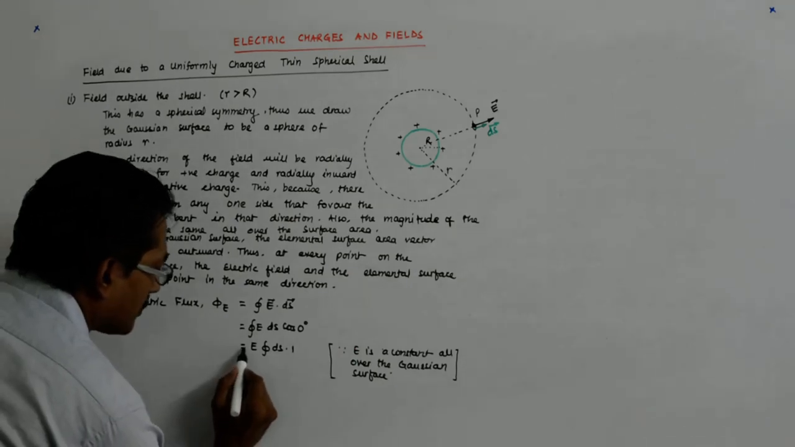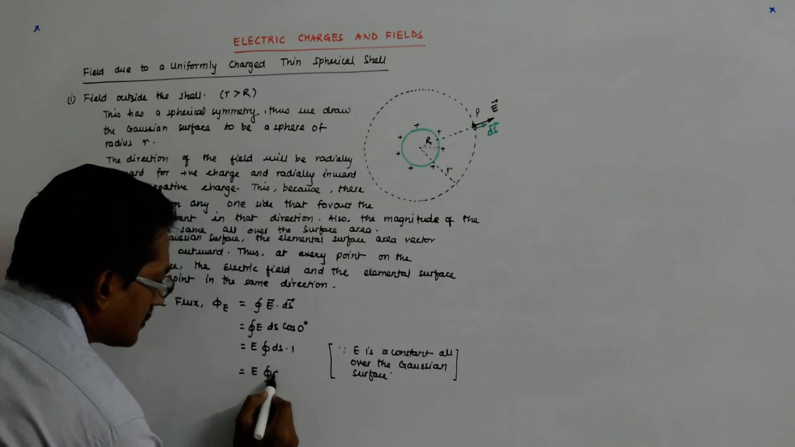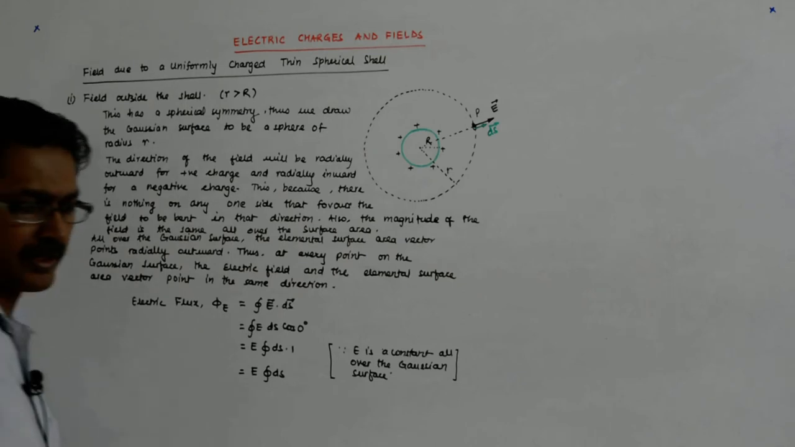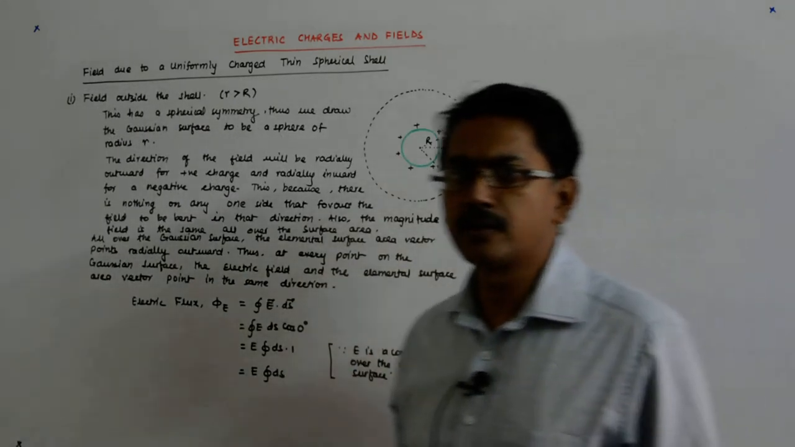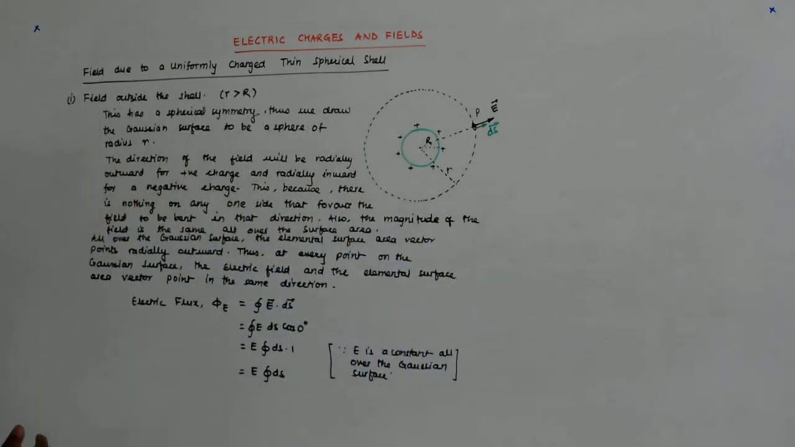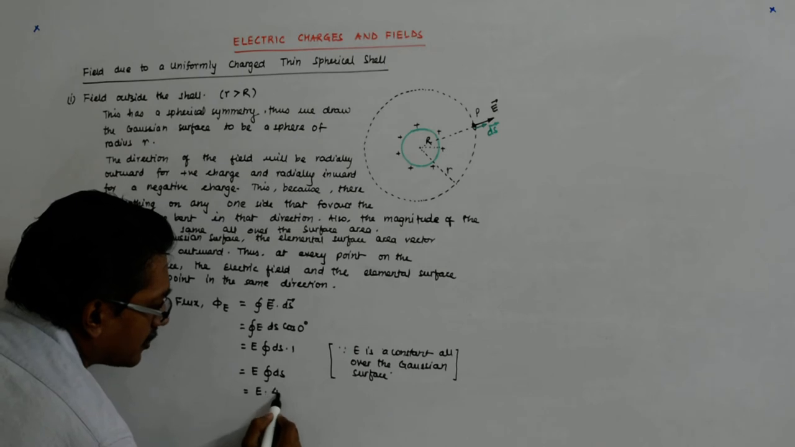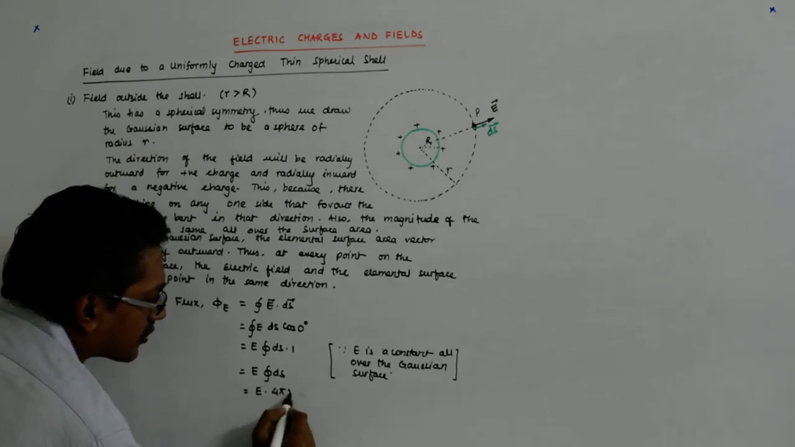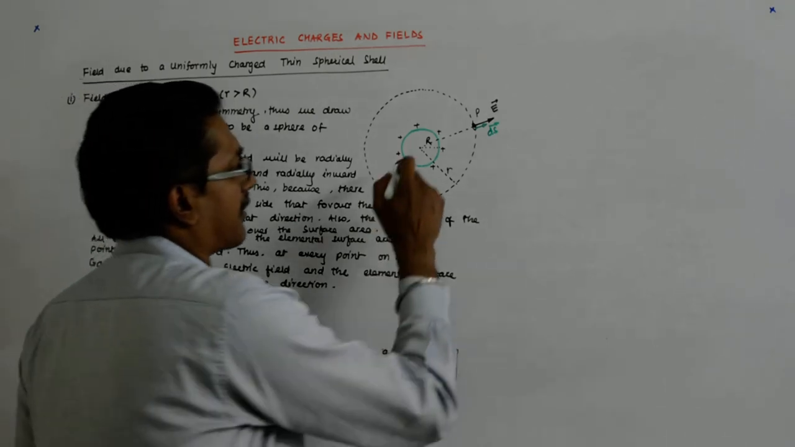Which is equal to integrating over the surface of the sphere. Yes, the closed surface. The Gaussian surface is always a closed surface, so we are integrating over the whole closed surface, and that gives you E into 4 pi r square. Why? Because the radius of the sphere is small r.